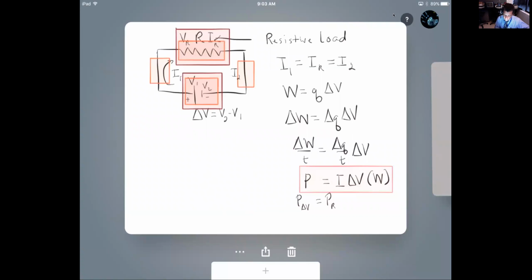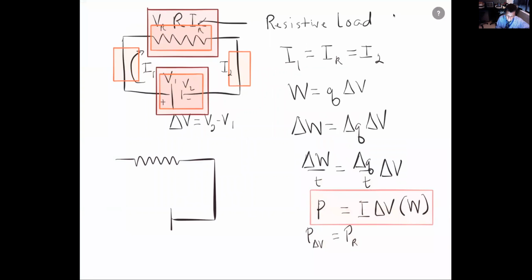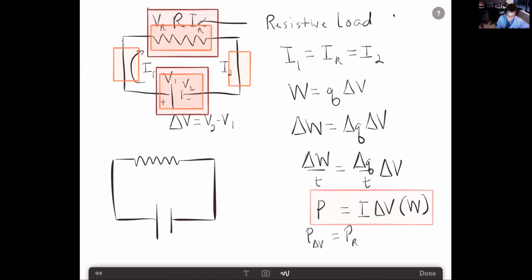Okay. And let me just draw that again for you. Real easy symbolically. This is R, this is delta V, this is I. So we know that the resistance for this entire circuit is just R. R total is equal to R.